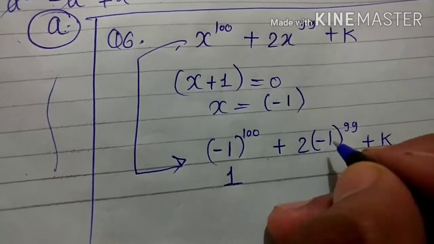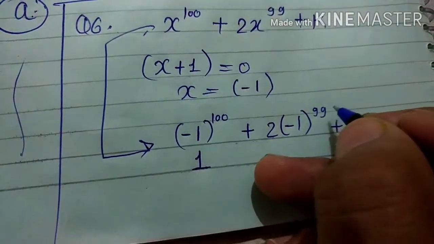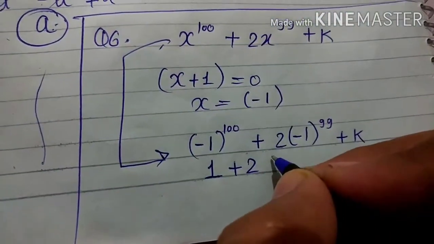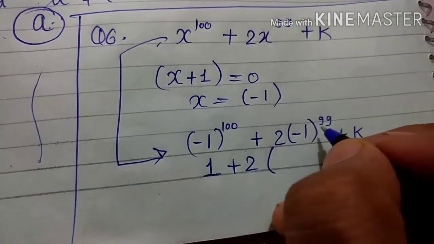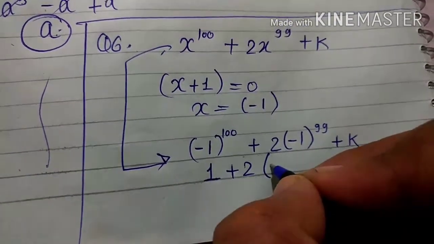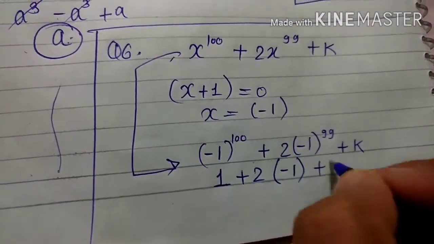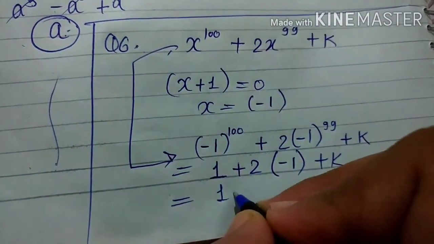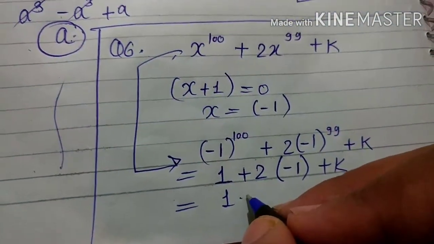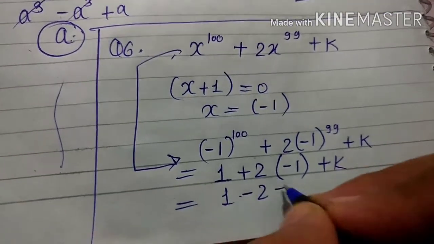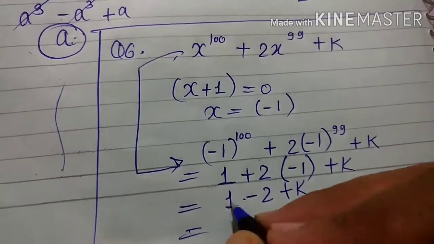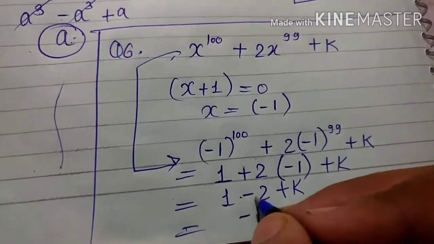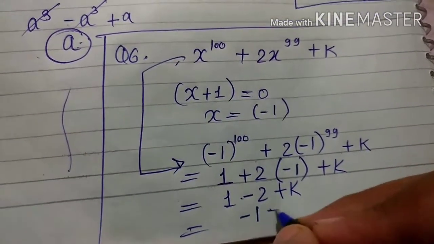Then 2 into minus 1 raised to the power 99. Here the power is an odd number, so we can write plus 2 multiplied by minus 1, 99 times. So it will come minus 1 only, plus k. Now 1, 2 into 1 is 2 only, but the sign will be minus, plus k. Now 1 minus 2 becomes minus 1, because 2 minus 1 is 1, but the sign of 2 is taken because it is bigger, plus k.